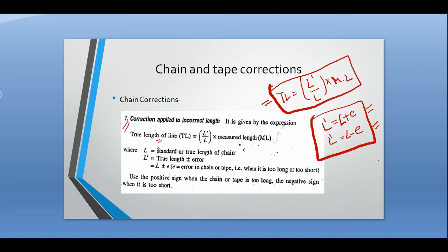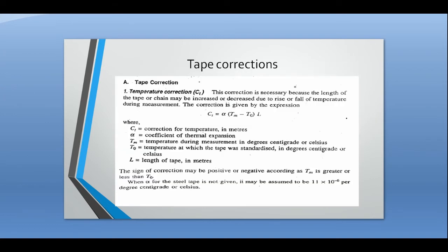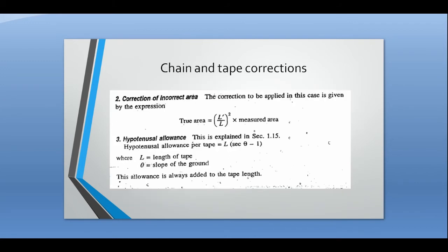Similarly, we have to use these things for area also. When we are talking about corrections, the next one is for area. We already know area is represented by length and width, so there are two dimensions. Suppose it is of similar length, then area is basically L into L if it is a square, so L square. So how to get the true area? True area is equal to A dash divided by A multiplied by the measured area.